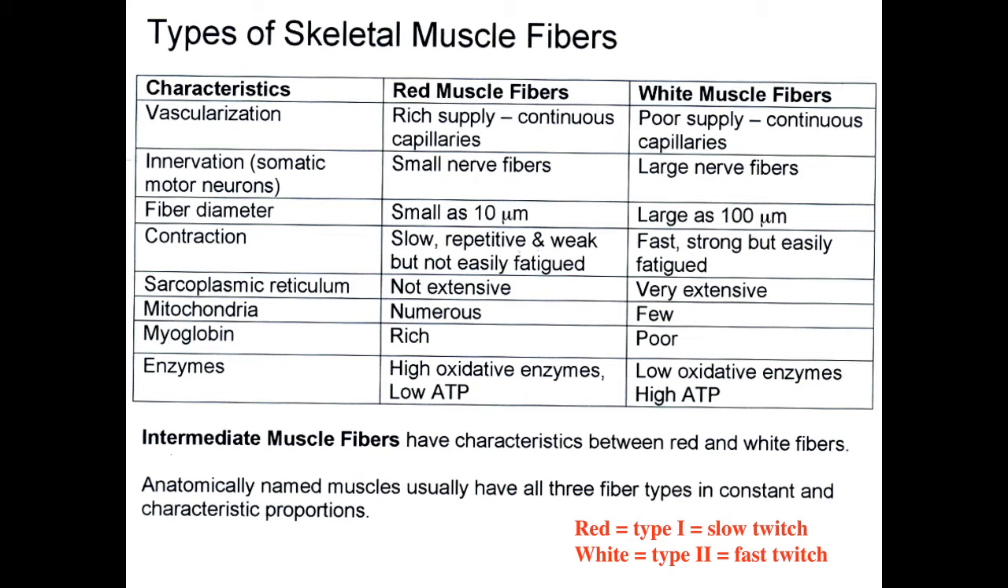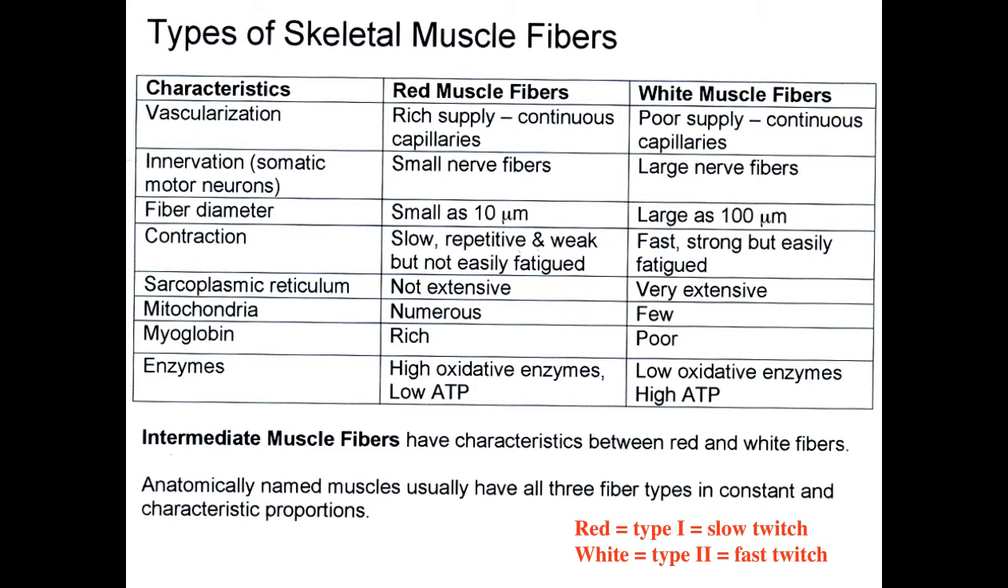They have a lot of red muscle fibers in their flight muscles, for example. You can look at the rest of the table and see how you can define the sarcoplasmic reticulum, levels of mitochondria, myoglobin, energy, etc. in red and white fibers. I do want you to understand there's also an intermediate fiber that you can identify histologically sometimes that has characteristics between red and white fibers.